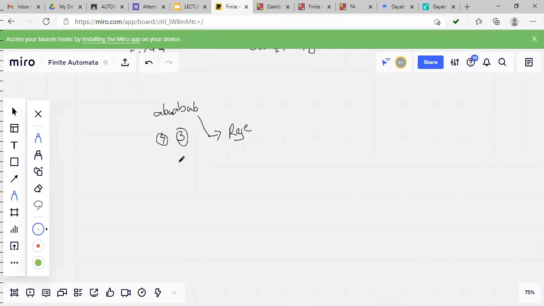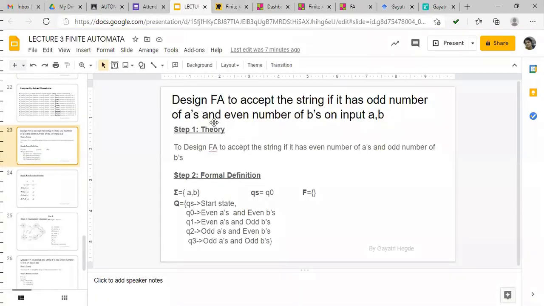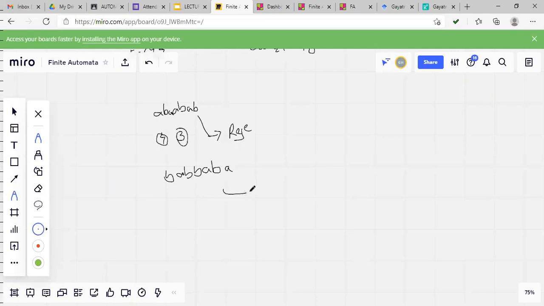Now I'll give another random example. Here, if you see, I have three A's, so an odd number of A's. 1, 2, 3, 4, 4 B's, so it is an even number of B's. So odd number of A's and even number of B's. So this is accepted.